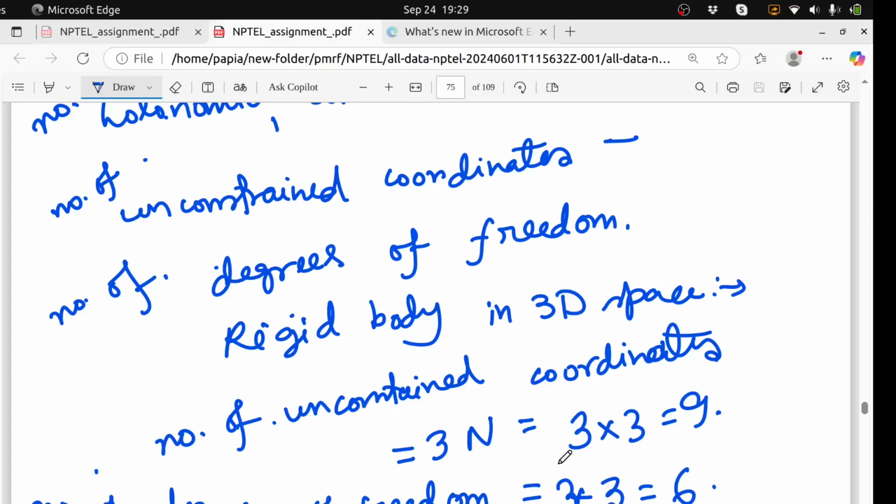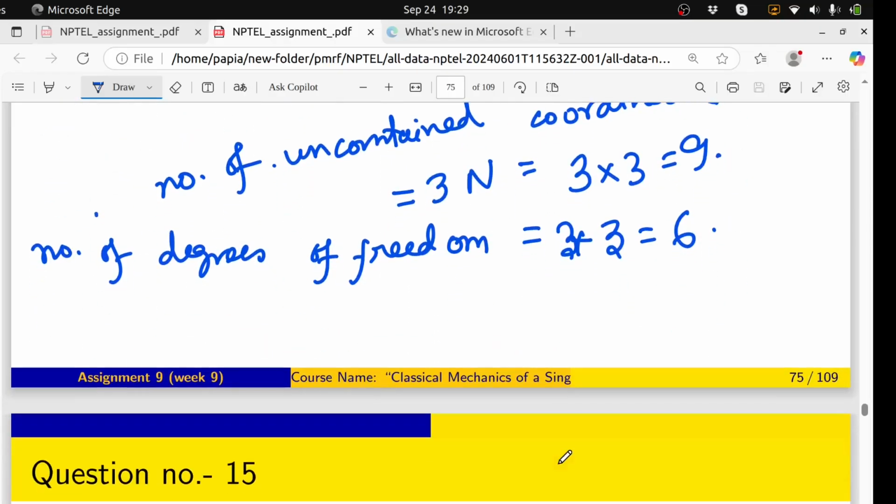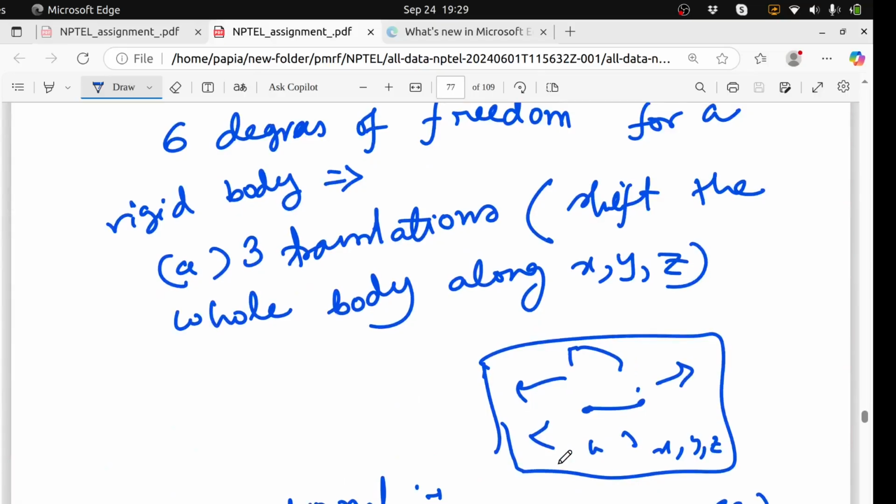n, where n is the dimension. Here it is 3D, that means 3 dimensions. So the total number of unconstrained coordinates is 3 times 3, which is 9. The number of degrees of freedom is 3 plus 3, which is 6. So how is it coming as 3 plus 3 equals 6? The 6 degrees of freedom for a rigid body can be told as 3 translational and 3 rotational.